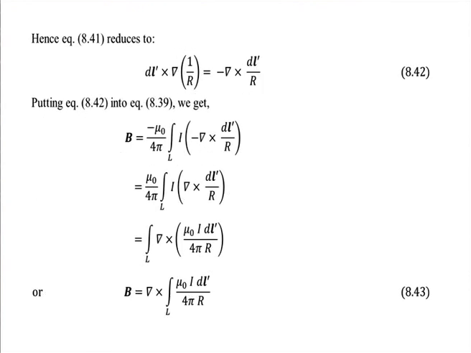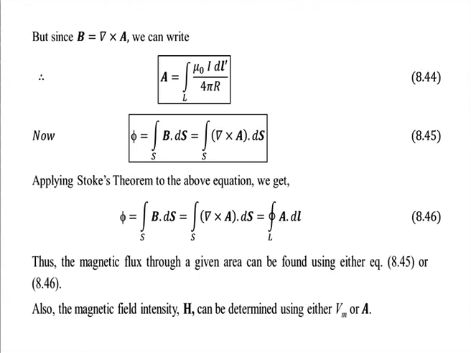Putting this value in equation 8.39, we get the expression of B as shown in 8.43. But B is also equal to curl of A, and comparing the two, we get the expression of A, which is equal to that given in equation 8.44. Having found A, now we can determine the flux in two different methods. First is given by equation 8.45 and the other given in equation 8.46. Also, the magnetic field intensity H can be determined either using Vm or A, just as we could determine E using V in the electrostatic case.